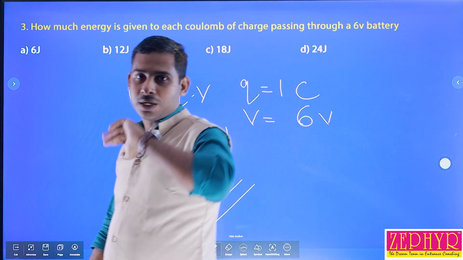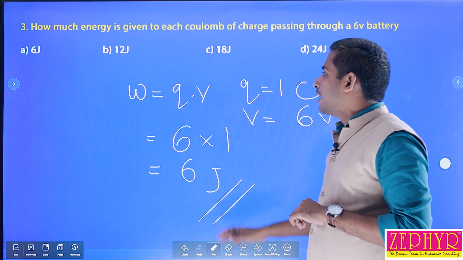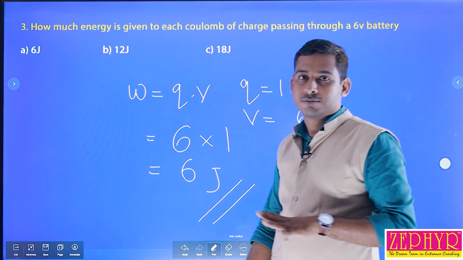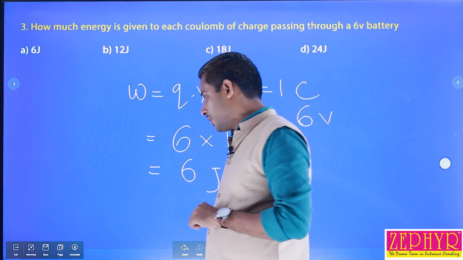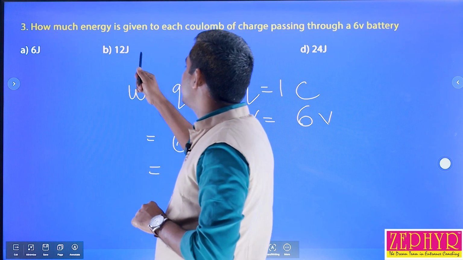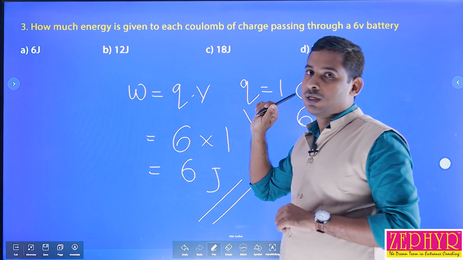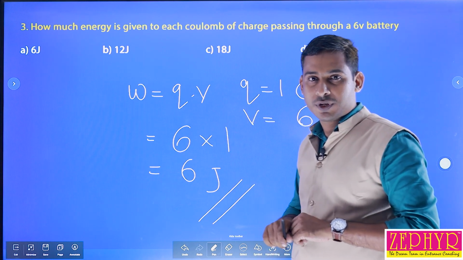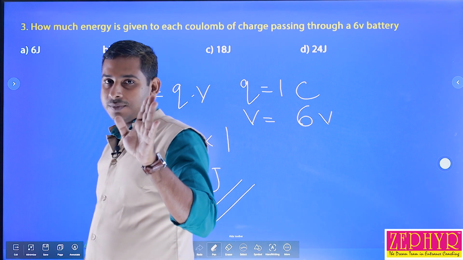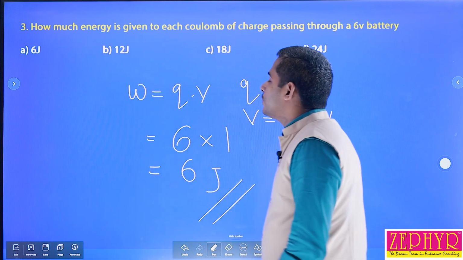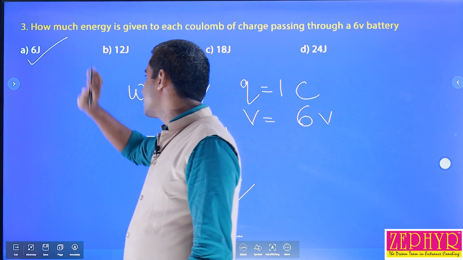Energy is equivalent to work, so we can take W equal to QV. The answer is 6 joule. Right? Easy only. So keep in mind, energy is equivalent to work. Have one relation, Q into V. Q is charge, V is the potential difference or voltage. Okay. I am moving to the fourth question, dear students. So the answer of this one is 6 joule.